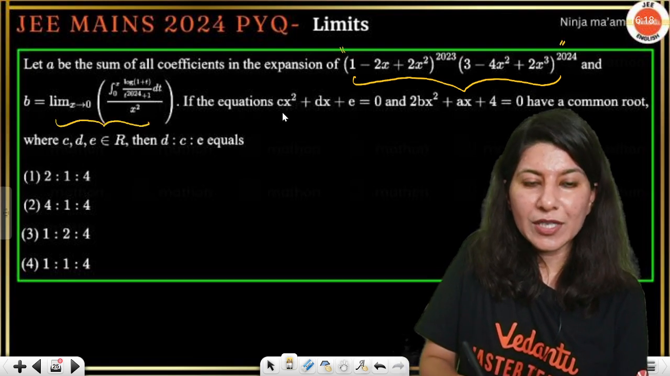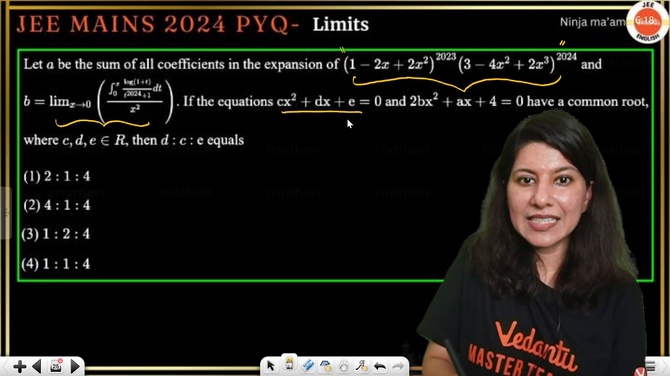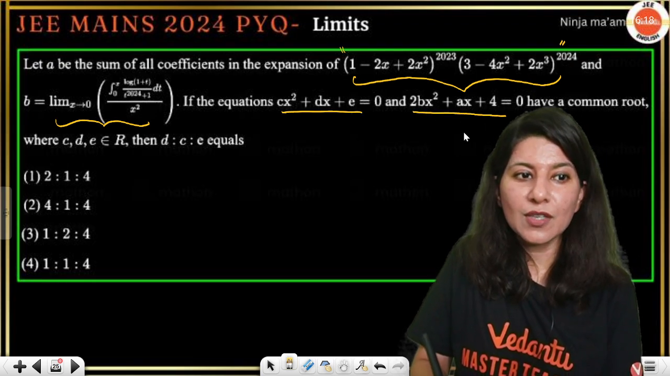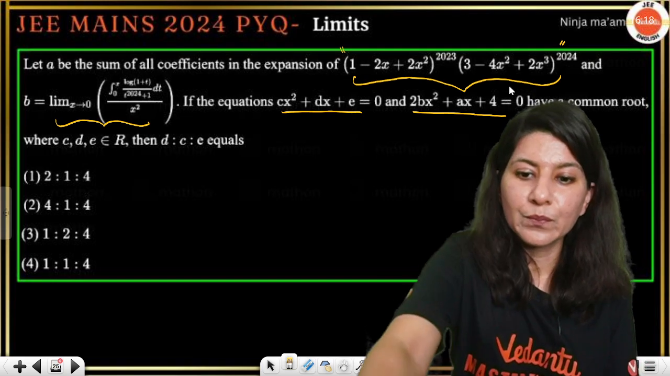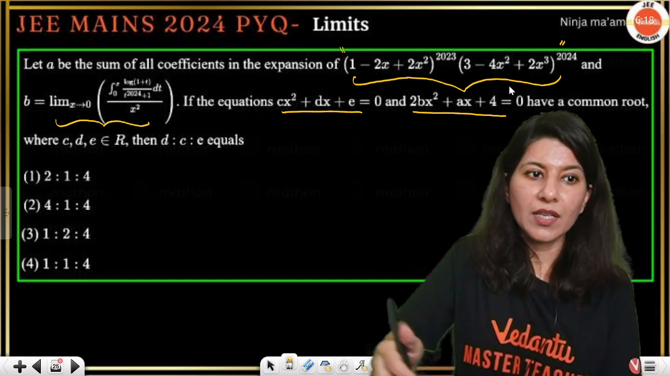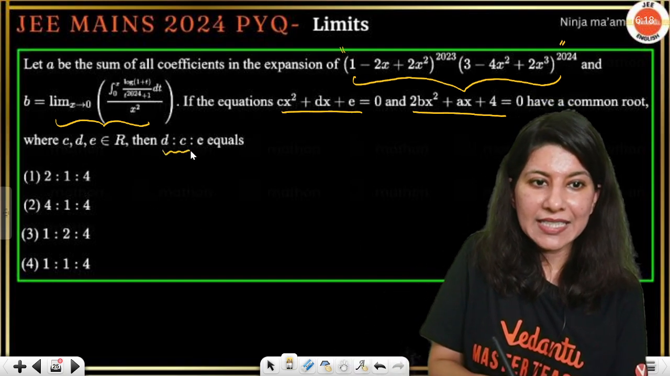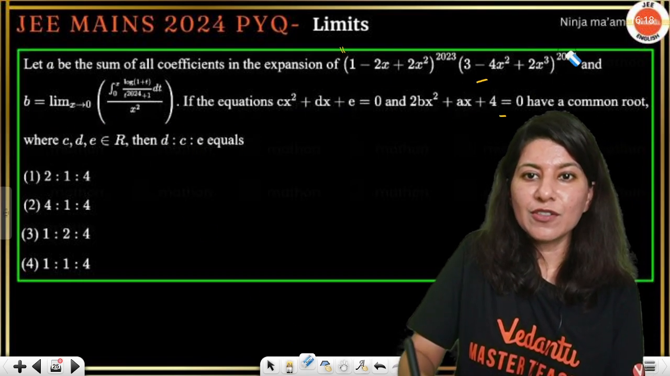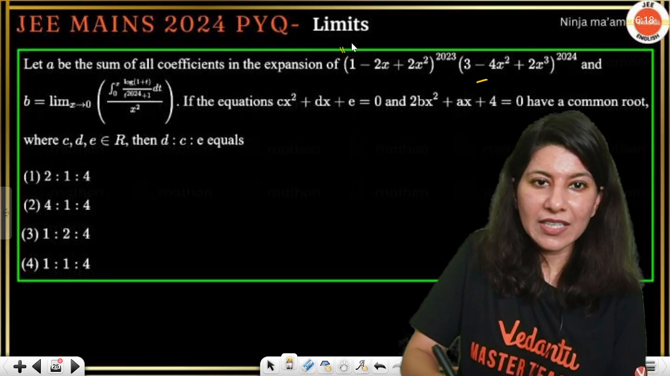If the equation cx square plus dx plus e is equals to 0 and 2bx square plus ax plus 4 is equals to 0 have a common root where c, d, e belongs to R, d, c, e is equals. Okay. All right. First of all, the first half binomial part is very easy.